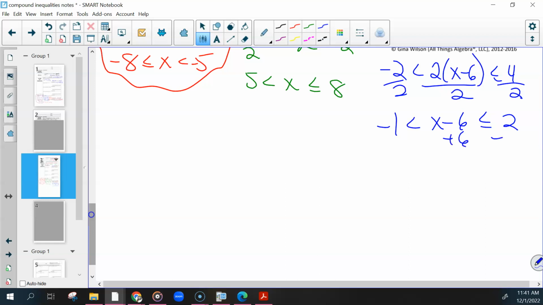Then we would solve from there. Adding 6 to both sides, to all sides. So 5 is less than x, which is less than or equal to 8. So you get the same thing either way. But this only works if you can divide everything by the same number. If you can't, then you end up with fractions. You don't want that, if you can avoid it, I should say.